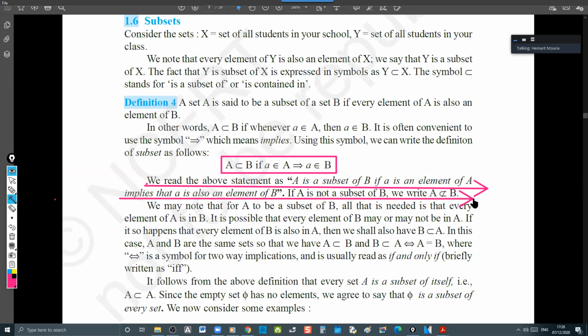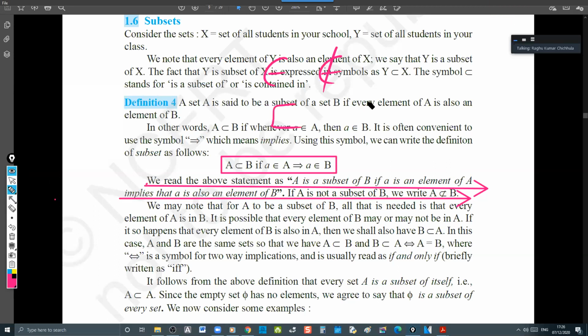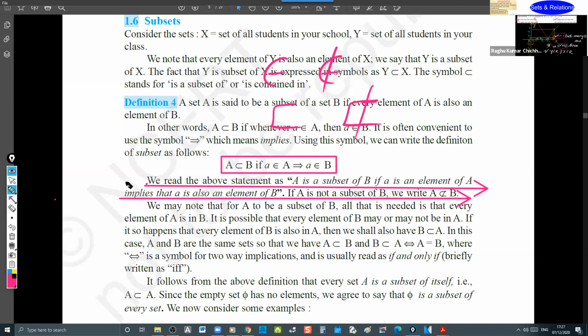If A is not a subset of B, we write A is not a subset of B. That's it. Not, as you might have observed by now, is denoted with a line across the symbol. Belongs to like this, does not belong to like this. Similarly, subset like this, is not a subset like this. Just with a cross.